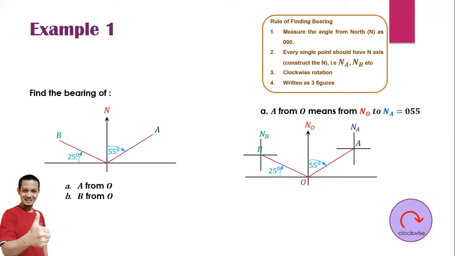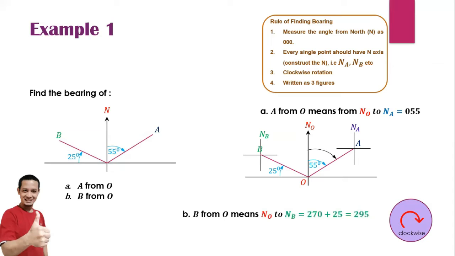Okay students, A from O means from north O to north A. So it means 055. Now, take a look at the diagram. Once again. Clockwise direction, right? From north O to north A, or line A.